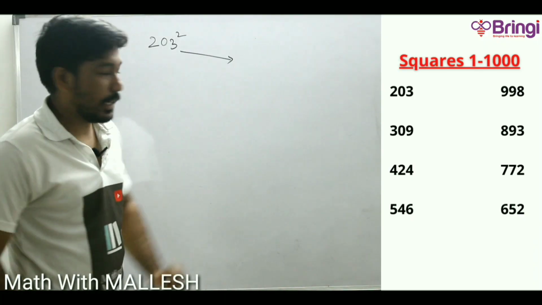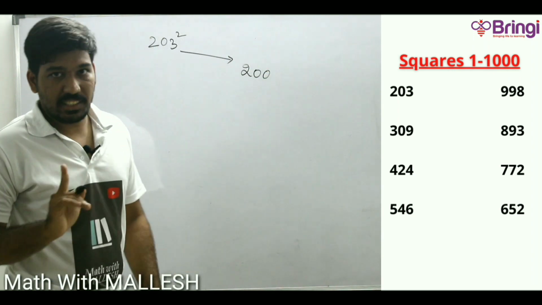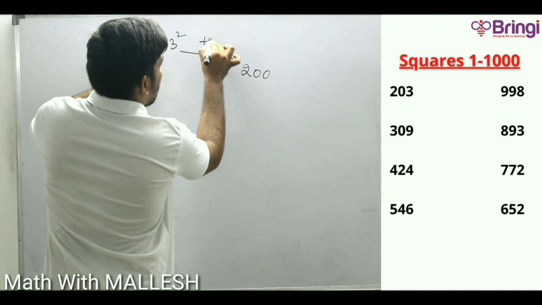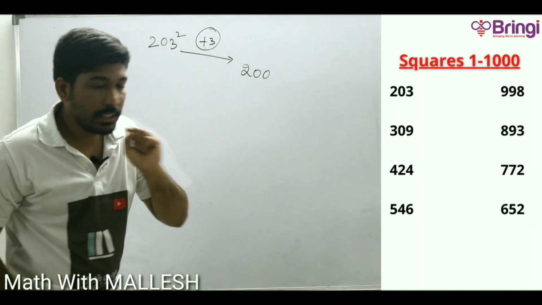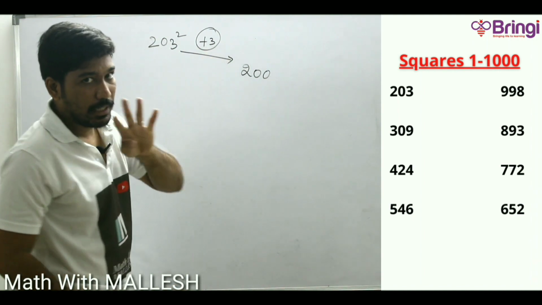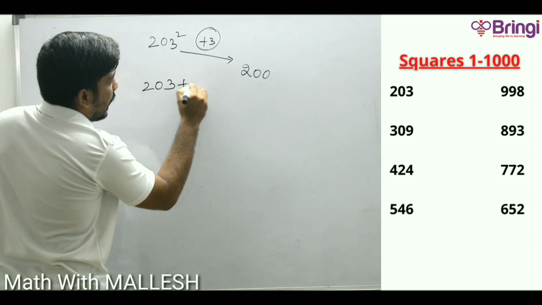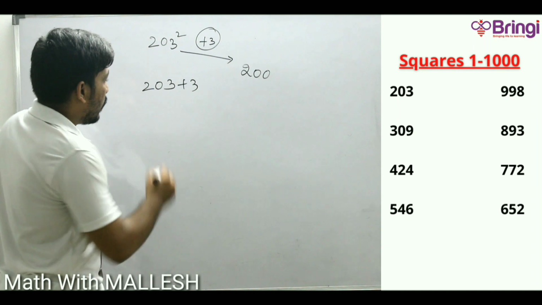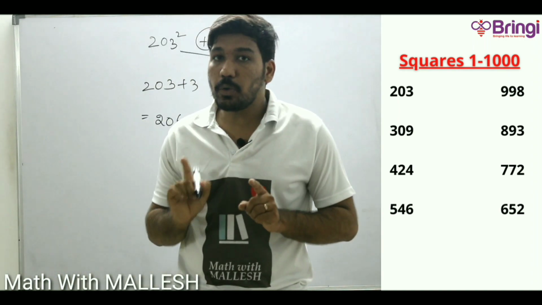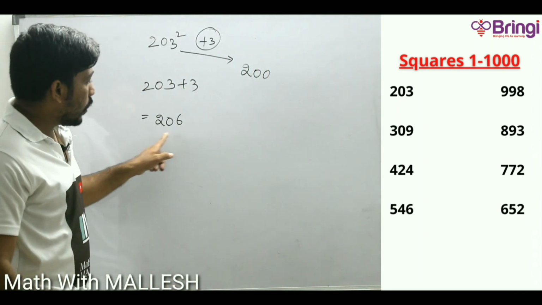See, first number 203. It is very close to 200. From 200, how much extra is there? Plus 3. Very first thing, you have to write the closest 100 number, 200, and how much extra is there: positive 3. Now the first step is take the original number and add this value. Now how much you will get? 206. This is the very first step you have to do while finding the square of any number from 1 to 1000. So 206 came.